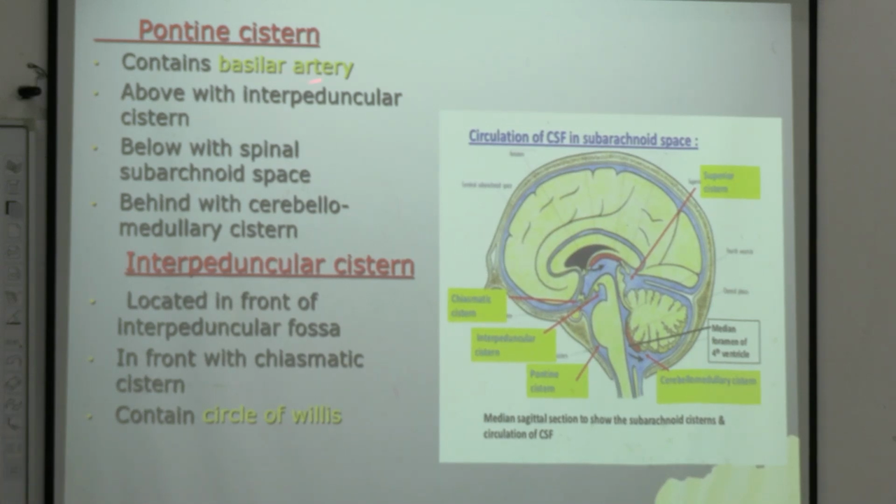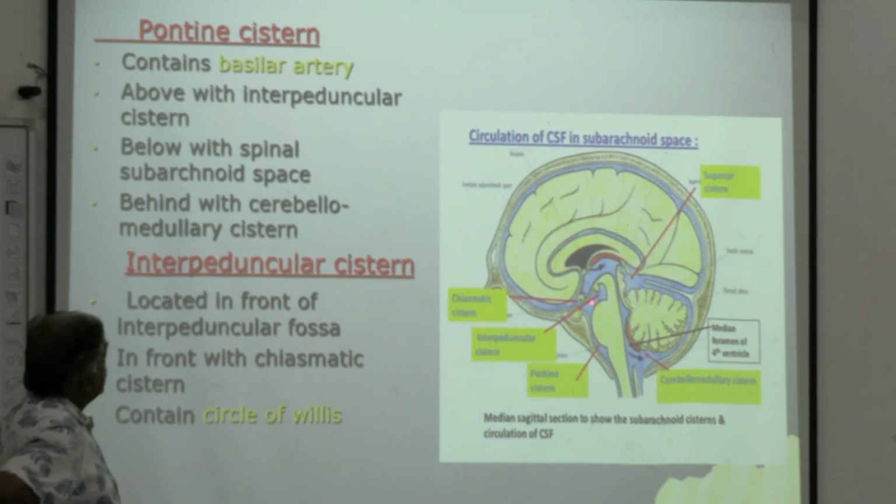The pontine cistern contains the basilar artery, above with the interpeduncular cistern, below with the spinal subarachnoid space, and behind with the cerebellomedullary cistern. These are the cisterns. This is the chiasmatic cistern, the interpeduncular cistern, the pontine cistern, the superior cistern, and the cerebellomedullary cistern.